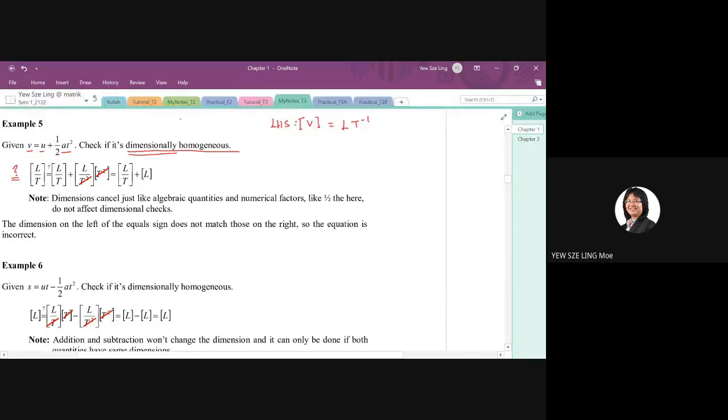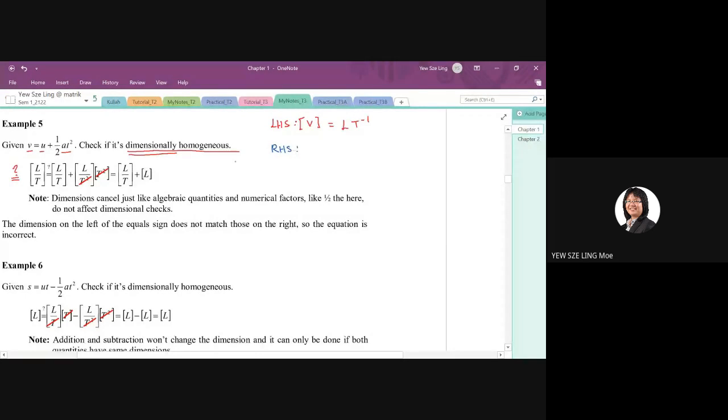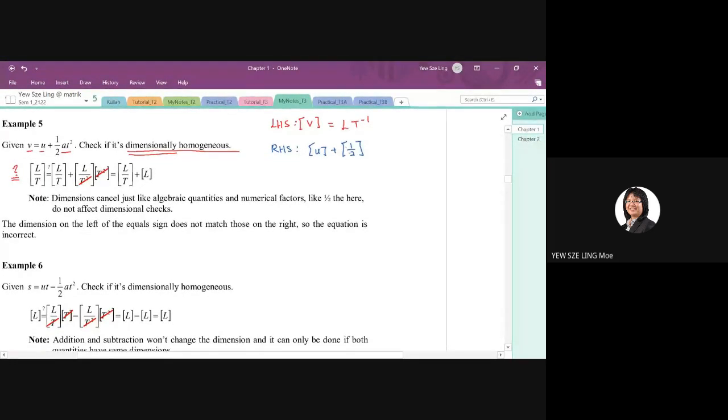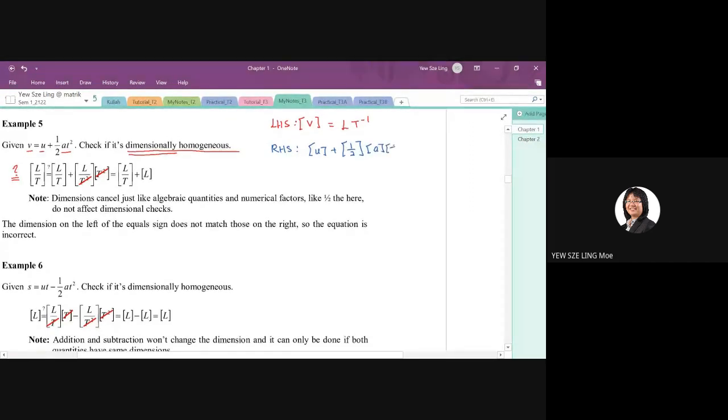Now we are going to do it for right-hand side. So right-hand side, we have U plus, and even the half, you have to put it in a square bracket, AT squared. So this is right-hand side. So left-hand side, you do it first. You do it separately. You don't do it in the equation form. You do it for left-hand side, and then you solve it for the right-hand side.